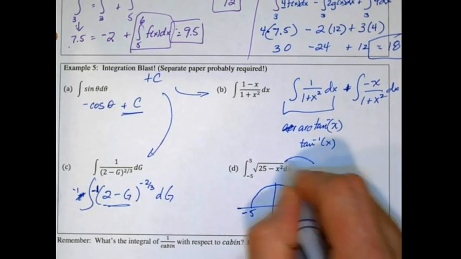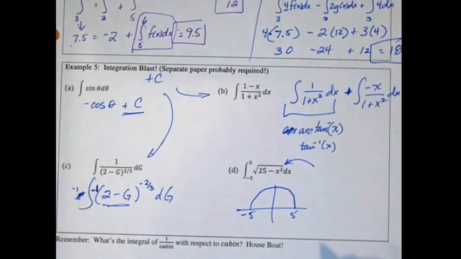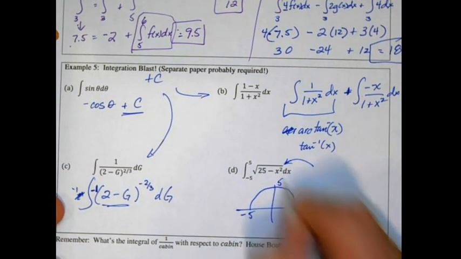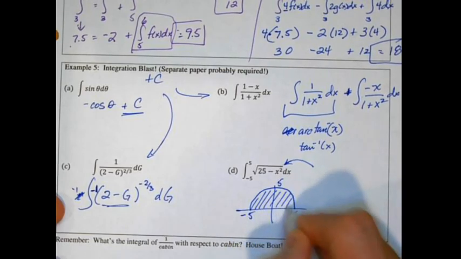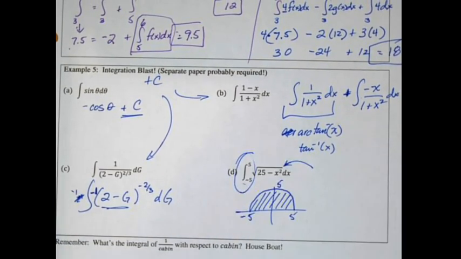We don't have this because we don't have anything that goes along with u sub. We don't have a 2x. So we're just going to have to look at it as an area between those, because this is finding area.